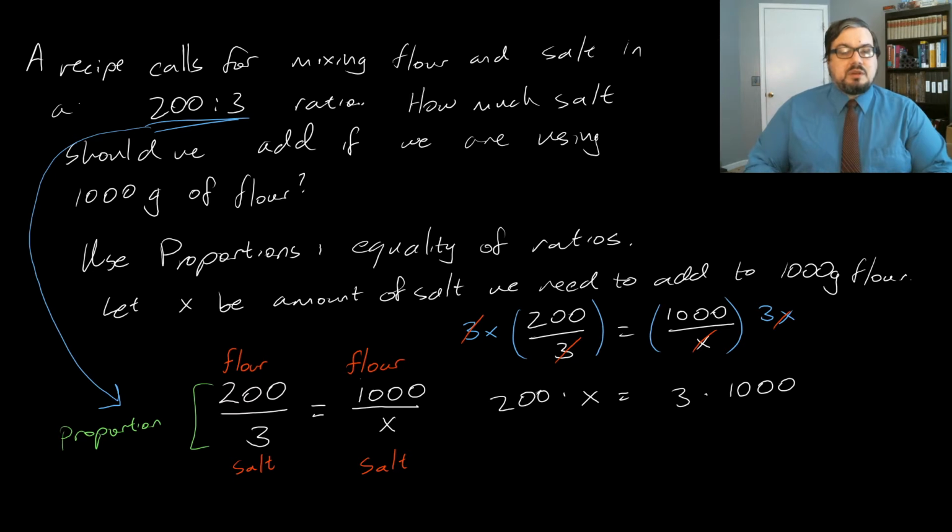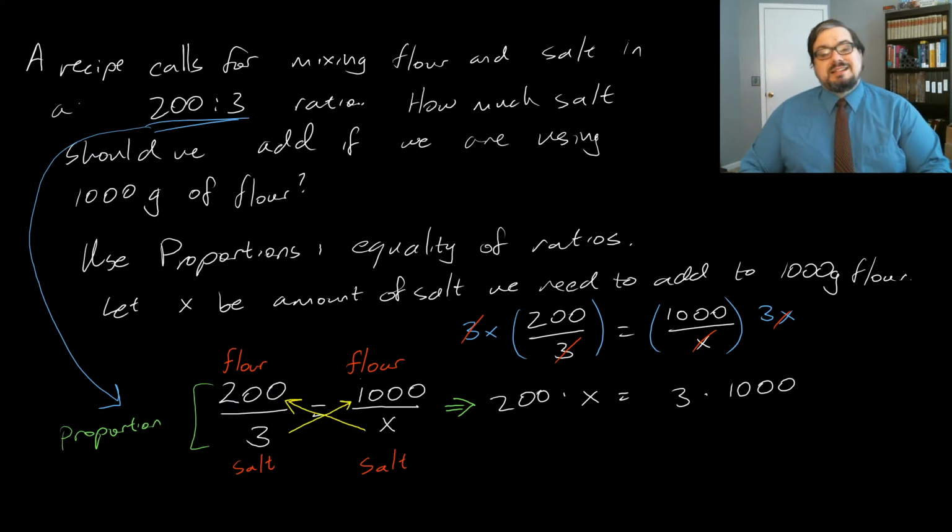And so notice what we've done. If we look at the transition from the original equation that we set up, 200 over 3 equals 1,000 over x, that turned into 200 times x equals 3 times 1,000. One way of seeing what's happened is that we've taken each numerator and multiplied it by the opposite denominator. So 200 gets multiplied by x, 3 gets multiplied by 1,000.